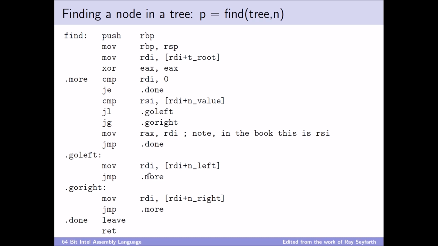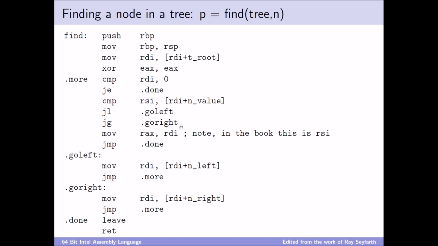So I simply have to set RDI to be the left child of my current node. So I've just moved one branch down to the left child. Once I've done that move, I can jump back up to the more label and I can repeat this comparison approach. If I'm in a situation where RSI is in fact greater than the value in the node, then I know I should be looking down the right path of the tree.